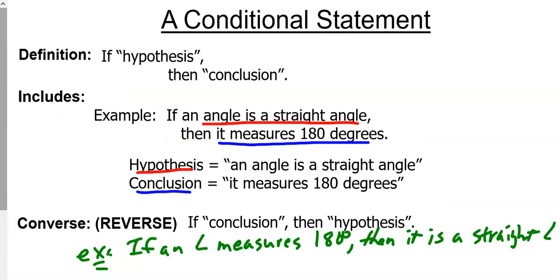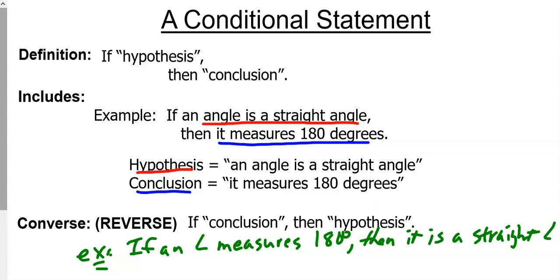So a conditional statement is something that you have, it's typically written in an if-then format. It's not always, but typically it is, especially in geometry. The if portion of it is the hypothesis, the then is the conclusion. So for example, if an angle is a straight angle, then it measures 180 degrees. An angle is a straight angle, that is the hypothesis. The conclusion is what's at the end after the then. It measures 180 degrees.